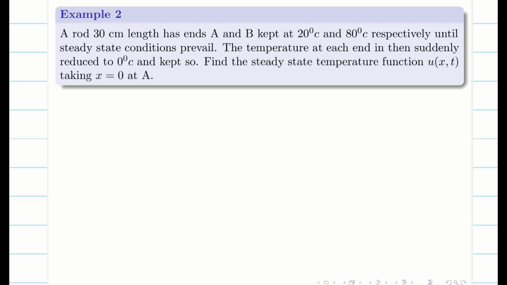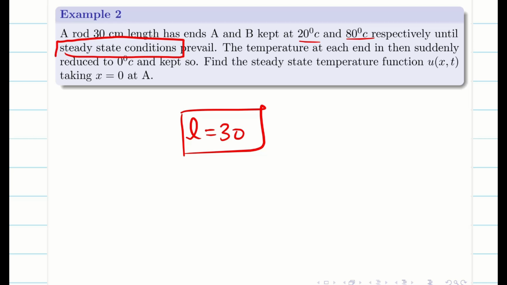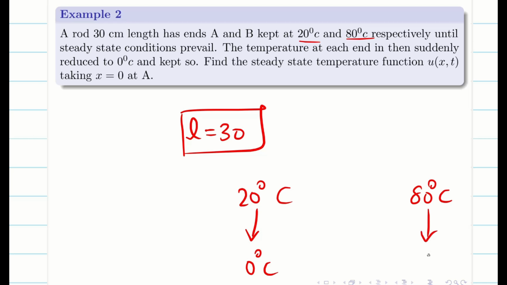Let us read the question first. A rod of 30 centimeter length. So my L is equal to 30. This is the first information. Now it is kept at 20 degrees Celsius and 80 degrees Celsius respectively until steady state condition prevails. So that means this is a steady state problem. Then the temperature at each end is suddenly reduced to 0 degrees Celsius. So from 20 degrees Celsius at one end and 80 degrees Celsius at the other end, it is reduced to 0 degrees Celsius. So the steady state is reduced to zero boundary condition. Therefore, this is a problem on steady state condition and zero boundary condition.